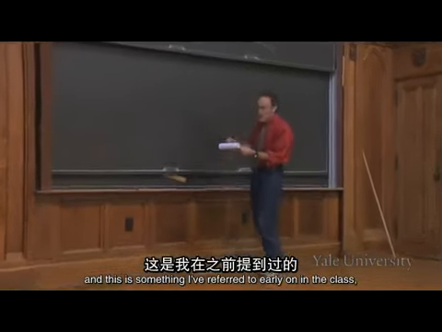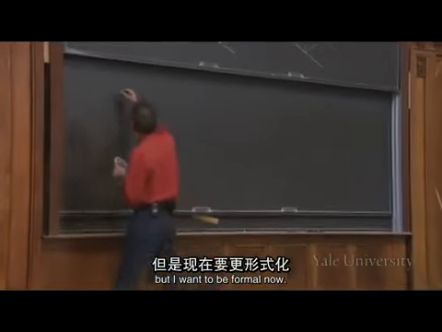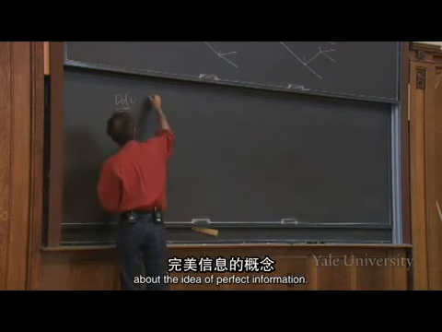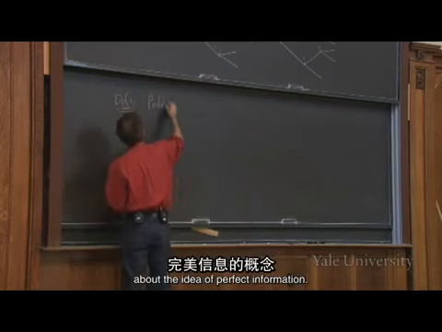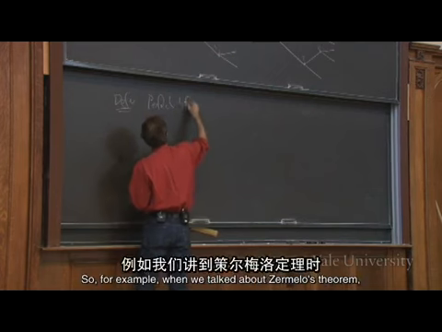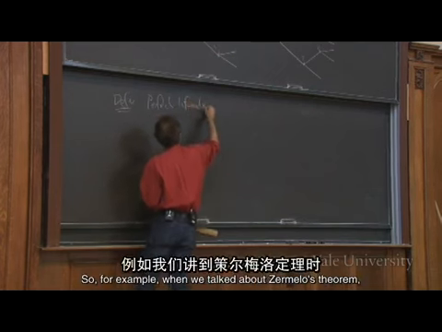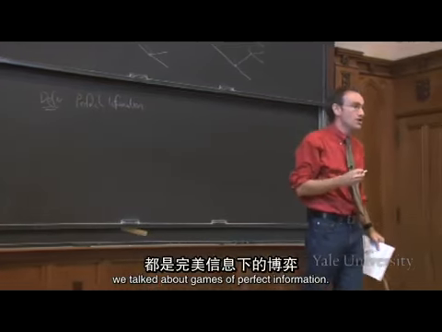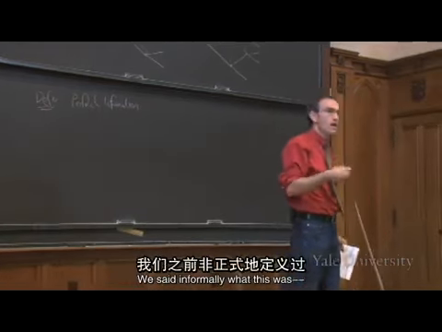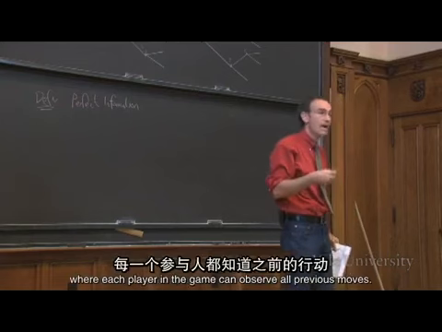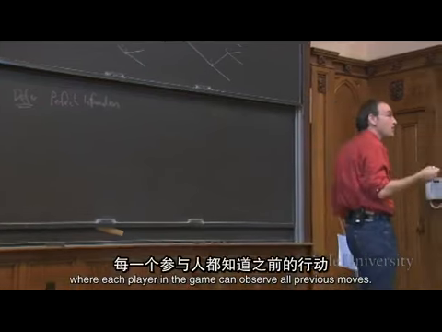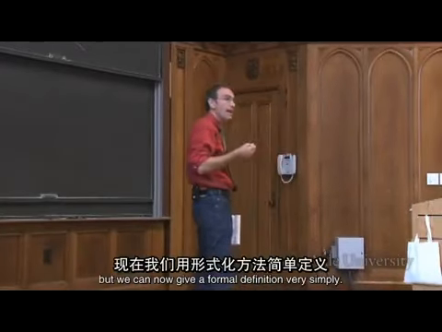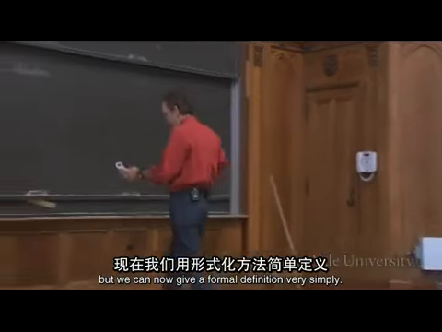All right, so with that in mind, we can move to our next definition. This is something I've referred to early on in the class, but now we can be formal. We've talked earlier about the idea of perfect information. So, for example, when we talked about Zermelo's theorem, we talked about games of perfect information. And we said informally what this was. A game of perfect information is a game where each player can observe all previous moves. That was our informal definition, but we can now give a formal definition very simply.